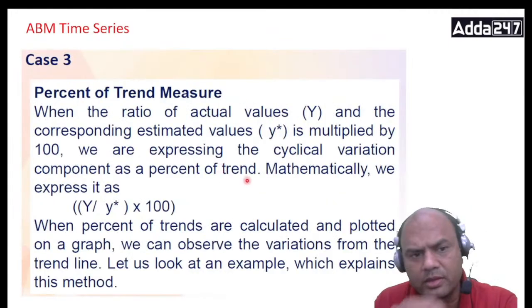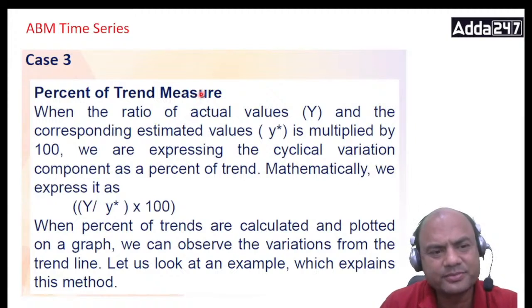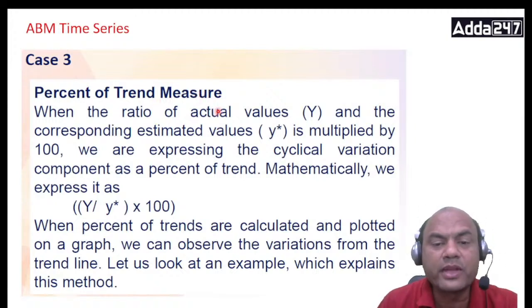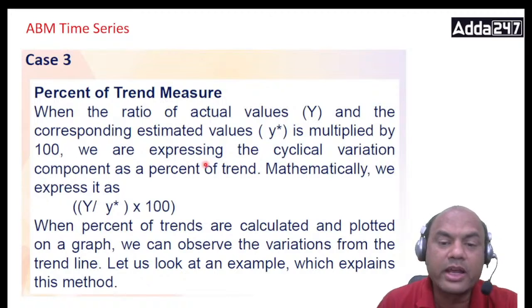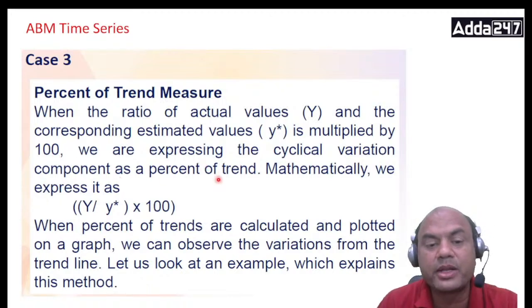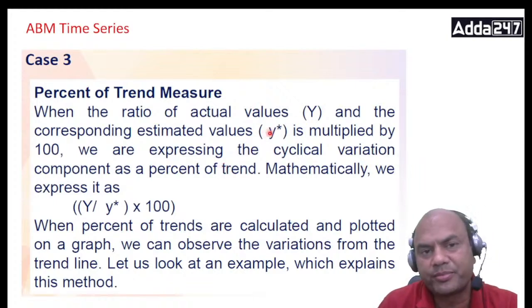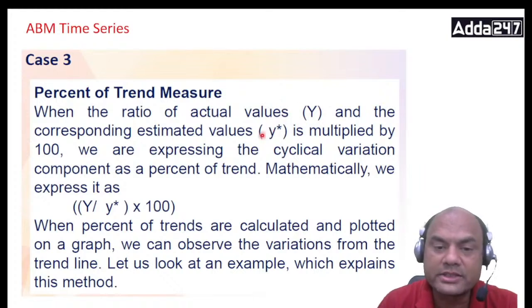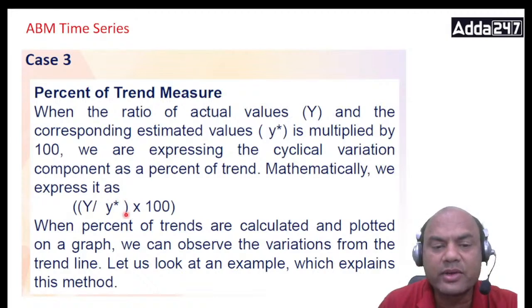Okay. Percent of trend. Very simple. Nothing difficult as such. When the ratio of the actual values of y and the corresponding estimated values of y are multiplied by 100, we are expressing the cyclical variation component as percent of trend. So what is percent of trend? Actual y upon estimated y. Okay. So y upon y star, I have written this as y star. So y upon y star into 100.